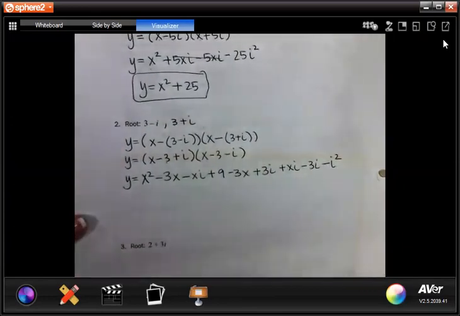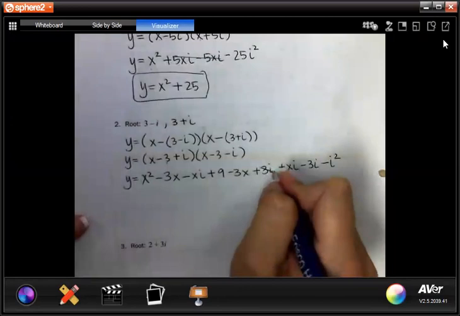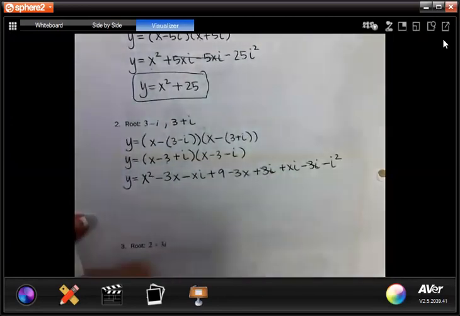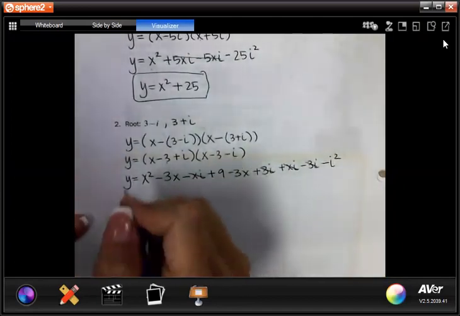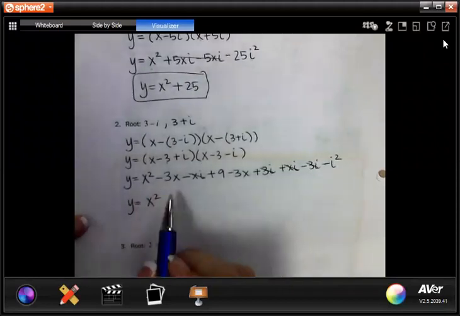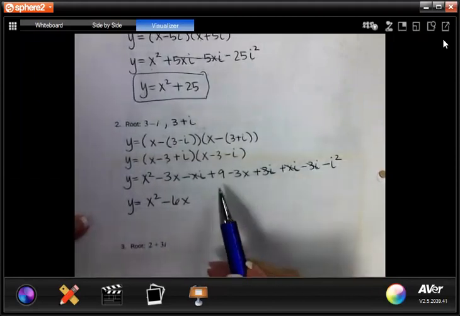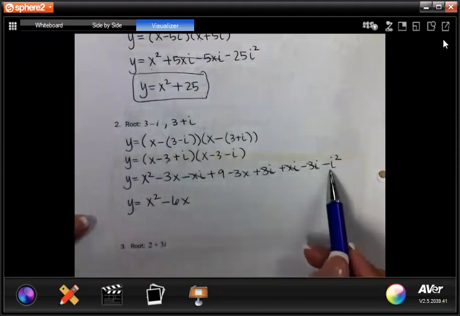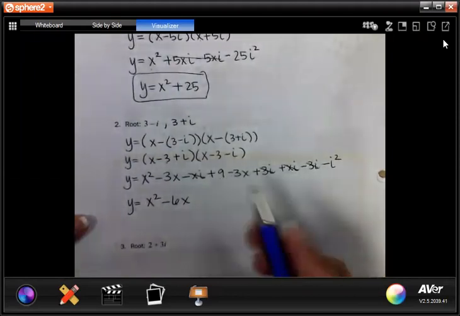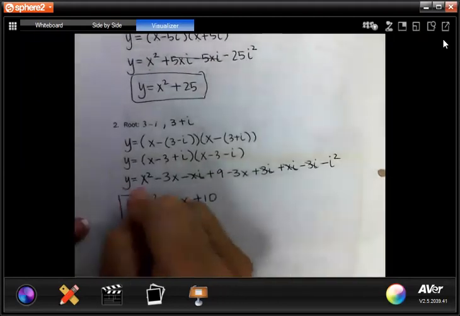That's the harder part, just to get all of that distributed. Now a lot of this will cancel out. 3i and negative 3i cancel because those are both the same with different signs. Negative xi and positive xi cancel as well. So we can start combining some of our like terms. We've got a negative 3x and a negative 3x. That gives me negative 6x. And then what's left is a 9 and a negative i squared. Remember, i squared is negative 1. So this turns into a positive 1, and 9 gives me 10. There is our quadratic equation.